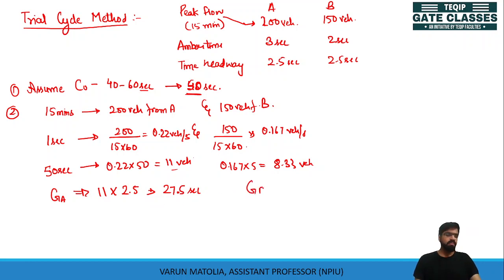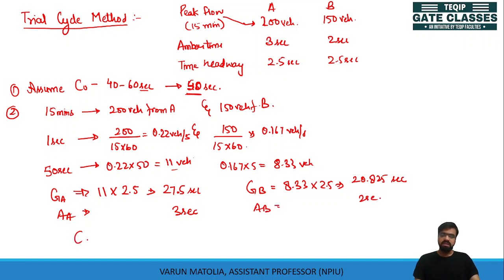Green time for B should be 8.33 multiplied by headway. This equals 20.825 seconds. We have amber time for A as 3 seconds. We have amber time for B as 2 seconds. So let us calculate the cycle time which comes out from this calculation.